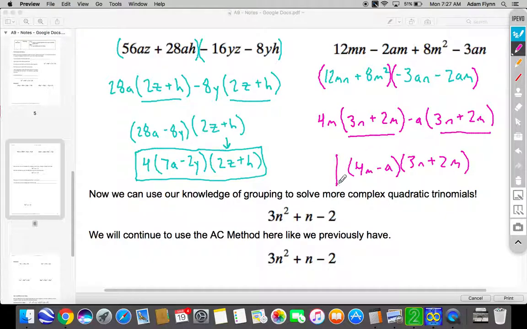So if you ever get in a scenario where it's not in order the first time and you know you can't group them or you can't factor them by grouping, try switching the order around and you should be all set.